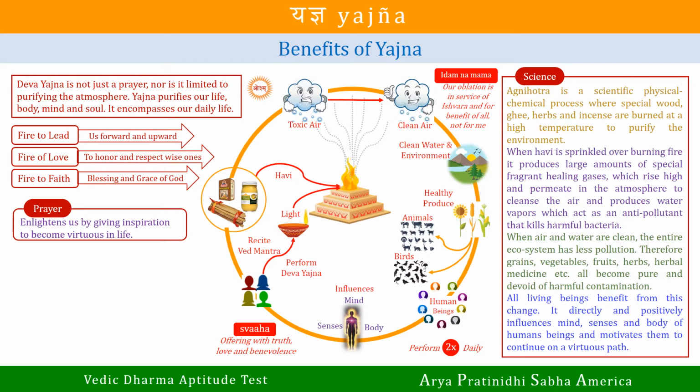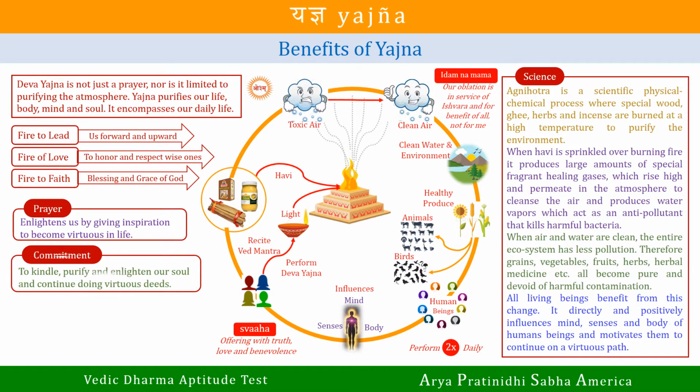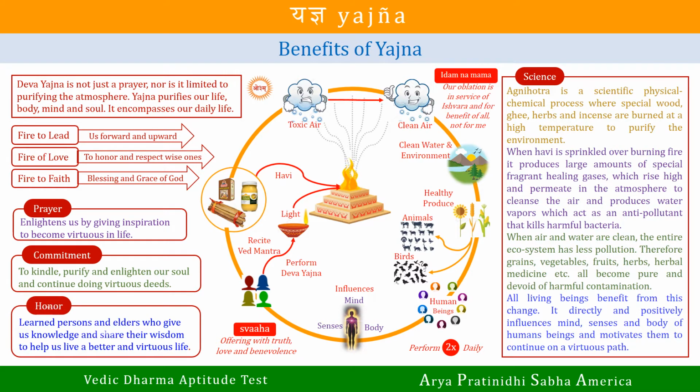of Dharma include prayer to Ishwar to enlighten us by guiding and inspiring us to become virtuous. Commitment to purify and enlighten our soul to continue doing virtuous deeds. Honor and respect for learned people who give us knowledge and share their wisdom to help us live a virtuous life. Great way to conclude the topic. Become virtuous, continue doing virtuous deeds, help everyone to live a virtuous life. That, in true sense, is Dev Yajna.